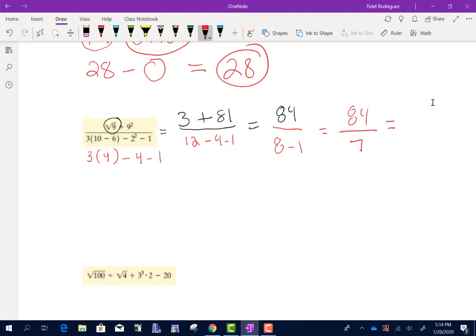And then now, if we just divide, what is 84 divided by 7? We should come up with 12. Okay.